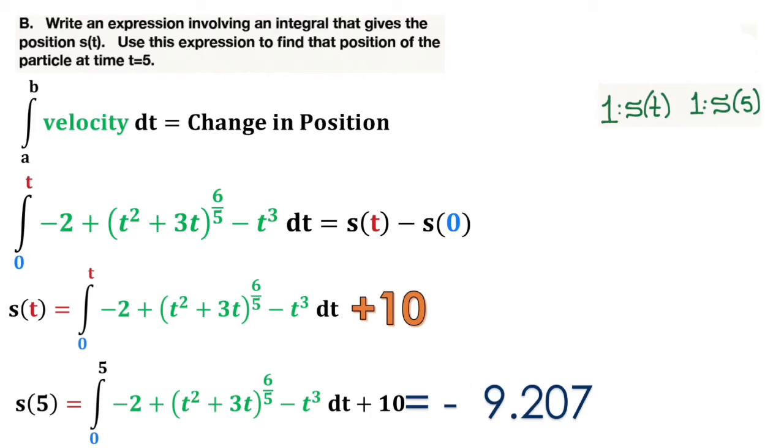Part B was worth 2 points. 1 point was given for the s of t equation. s of t equals the integral from 0 to t of the velocity function dt plus 10. And 1 point was awarded for the answer negative 9.207.